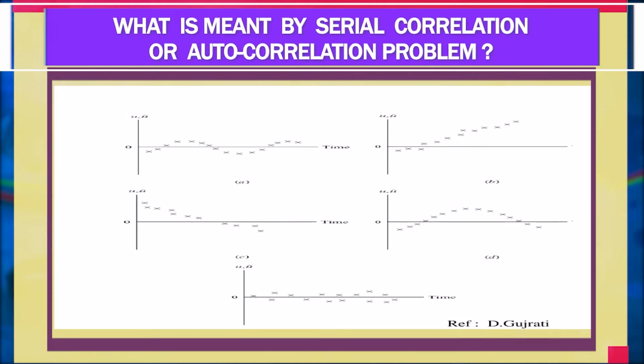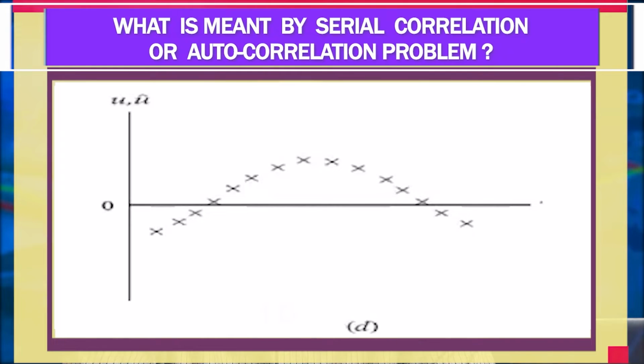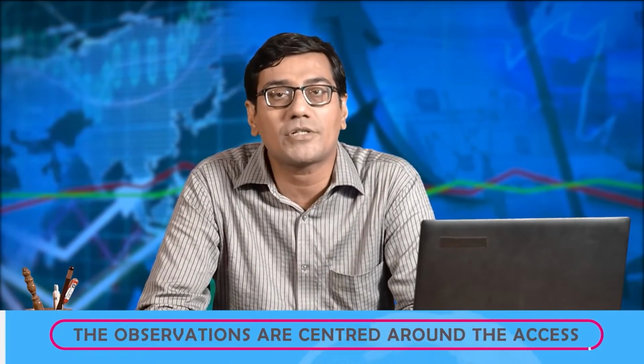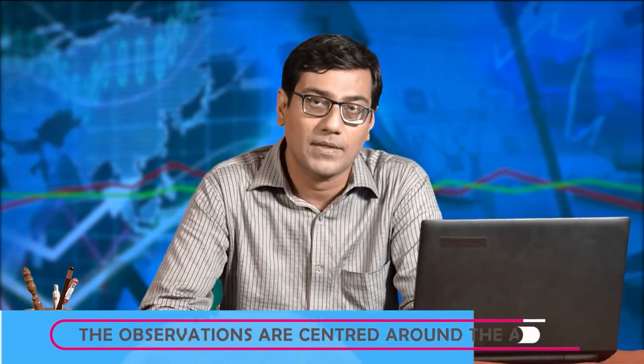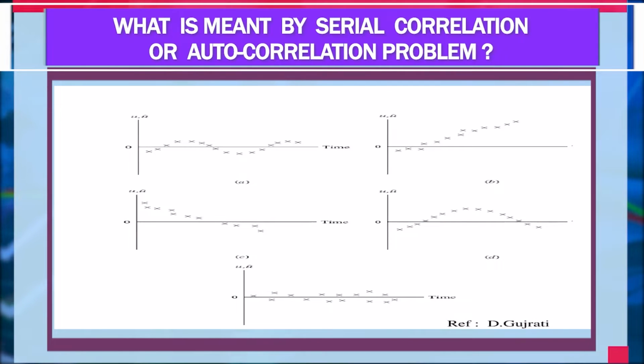If we look at point C and D, then we observe that they have a declining trend in point C, and in point D, it reaches a peak and thereafter falls. So it is basically a kind of peak that appears and thereby a pattern is observed. And finally, in point E also we find that the observations are centered around the axis. So these are all plots of the residual terms, or plots of the estimated value of the error term, and how the error terms are correlated with each other.